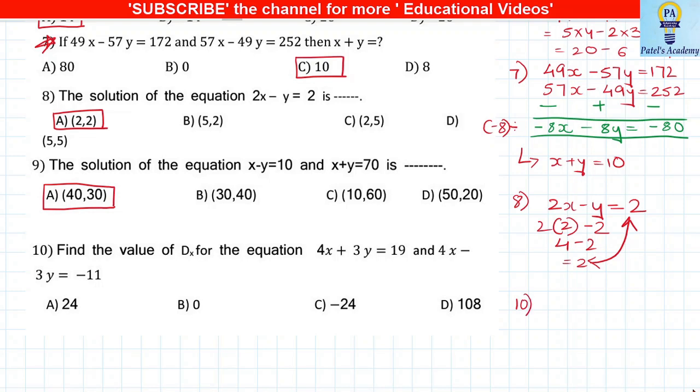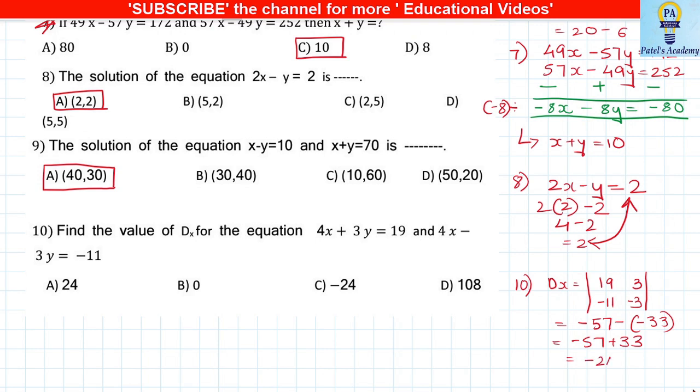Let's see the next one, the 10th one. Find the value of Dx for the given equation. For Dx, what do we do? First, we take the constants here. What are the constants? 19 and minus 11. And after that, we take the coefficients of y, that is 3 and minus 3. And we need to just solve this. So when I multiply, it's minus 57 minus of minus 33. That is minus 57 plus 33. That is, the answer is minus 24. So that is option C, minus 24.